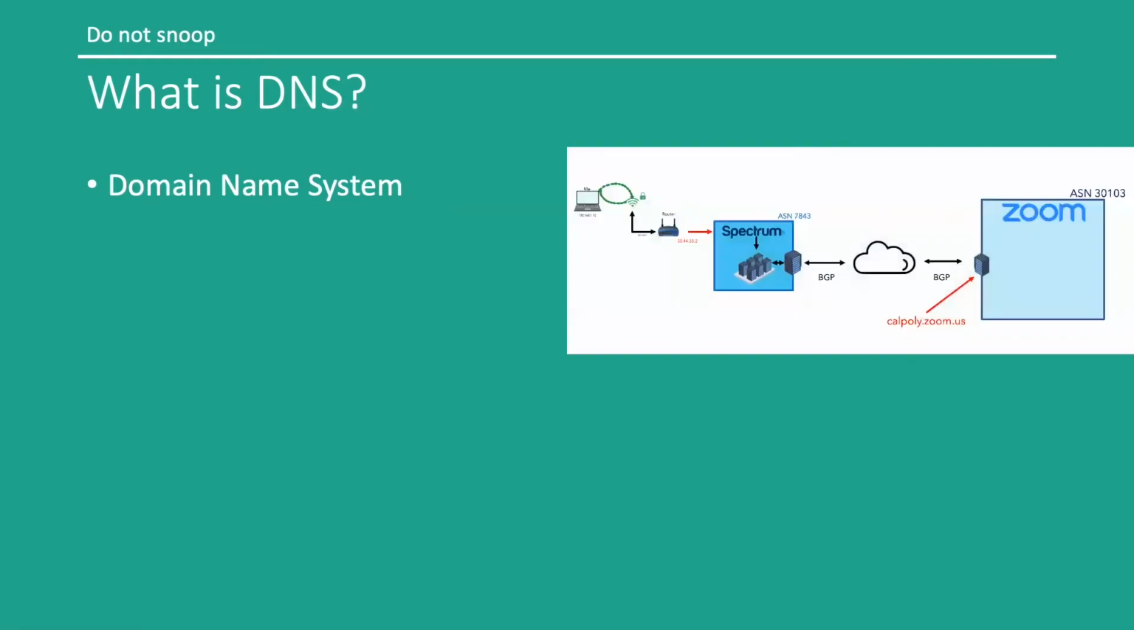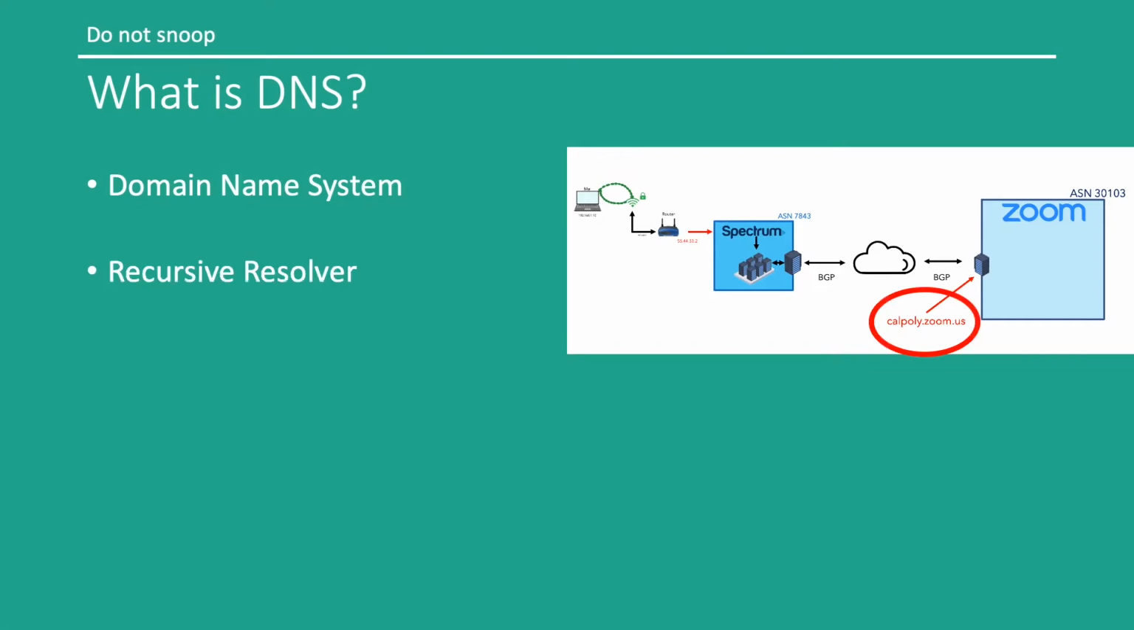Now, if you were at my talk from last week during the lightning talks, you'll remember this diagram, which went through going from your computer to Wi-Fi to a router to your internet service provider to the greater internet and then to Zoom. And if you'll remember, I had a red arrow with calpoly.zoom.us pointing towards Zoom. And that is a domain name. Well, it's a type of domain name, but we'll get into that in a bit.